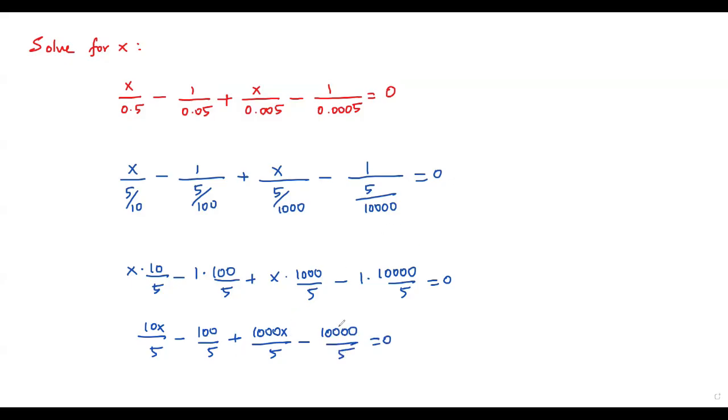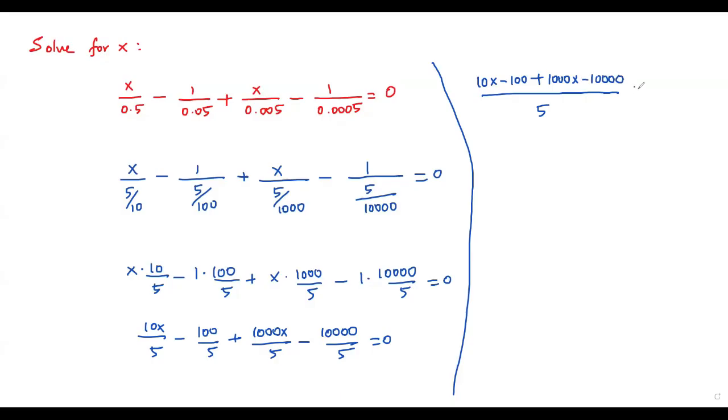Okay, now here we have four fractions, and also we have subtraction, addition, subtraction. So whenever we add or subtract two or more fractions with the same denominator, what we can do is take the denominator in common and simplify the numerators. Since we have the same denominator 5 for all the four fractions over here, we can take 5 as a common denominator. Now we have to simplify the numerators. It is 10x, negative 100, positive 1000x, then negative 10,000, equals to 0.